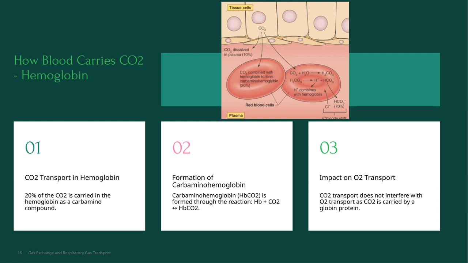Hemoglobin binds with CO2 to form HbCO2. This process is reversible, meaning CO2 can attach and detach as needed, depending on the concentration in different parts of the body. Now, you might wonder, how does this affect oxygen transport?